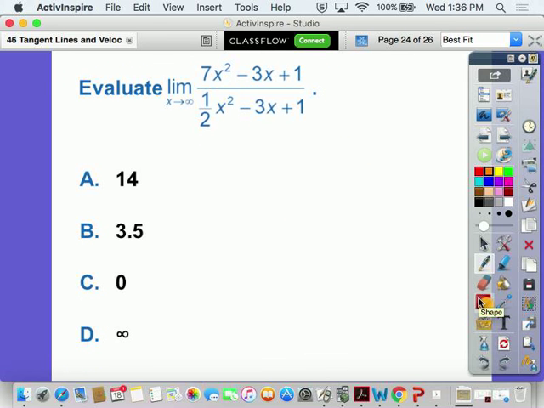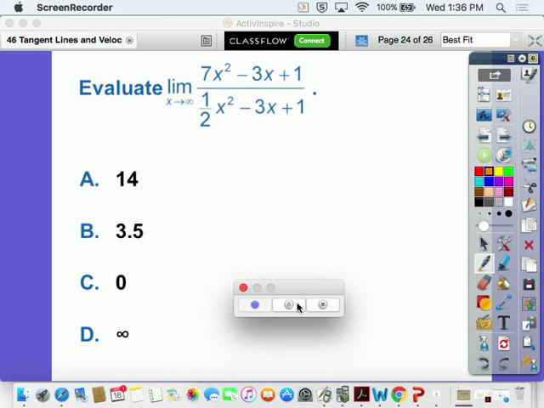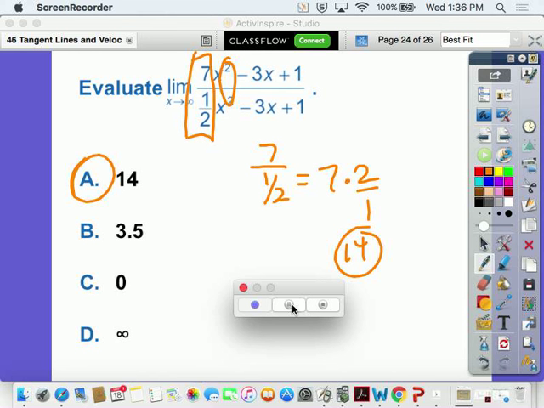Here's the next one. This one, your infinity, dealing with rational functions. Since the degrees are equal, you look at the leading coefficient. Since it's a fraction within a fraction, you keep, change, flip, and that's how you get 14.